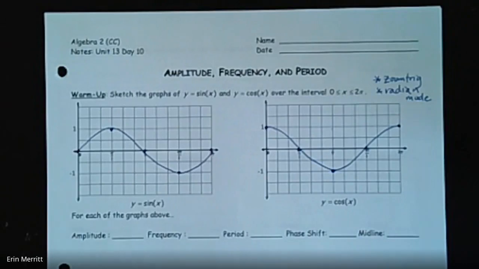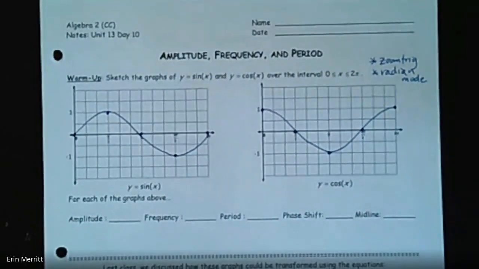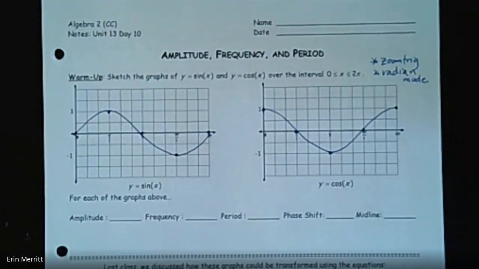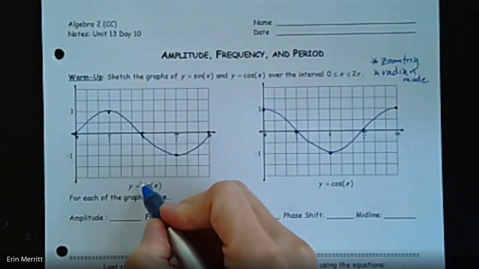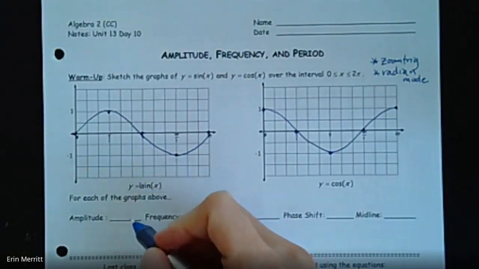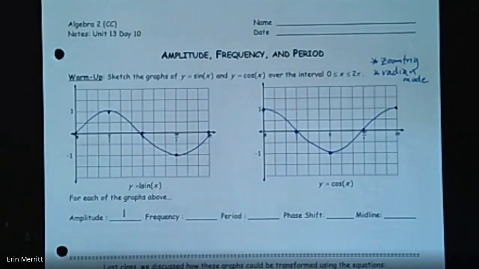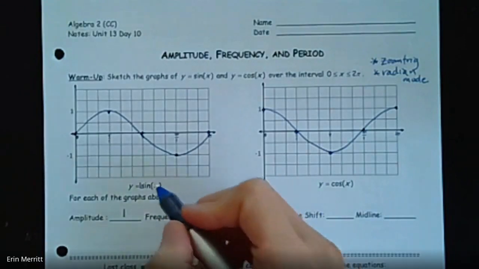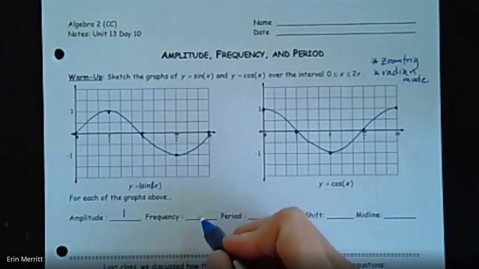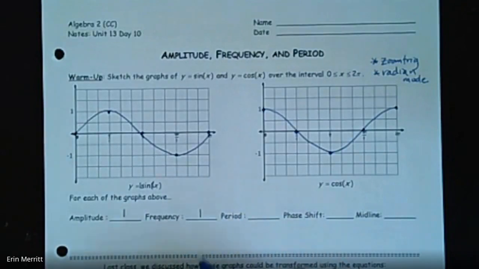So when it says for each of the graphs above, what's the amplitude, what's the frequency, the period, the phase shift, and the midline, all right? The amplitude is the stretch. There is no stretch here. There's no value written in front of sine other than just 1. So the amplitude is 1 for both of them. The frequency is the number in front of the x. So again, that's just a 1, right? Meaning you see 1 cycle from 0 to 2 pi.